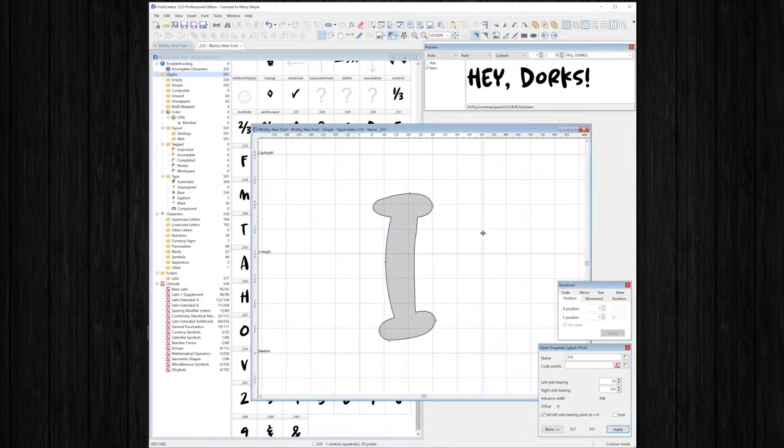All right, letter I. I've got my red dots, got to clear those out. It means I don't have points in the right place. So optimize contours, and boom, Font Creator puts points on the extrema where they need to go.